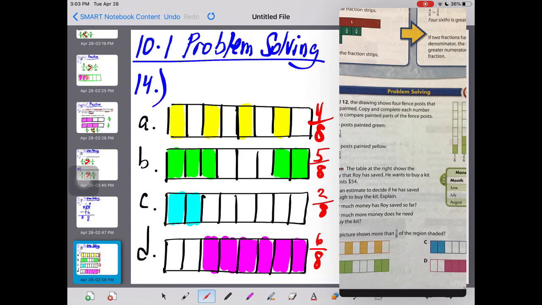Ding, ding, ding, winner, winner, chicken dinner. We've got it right here. D is the correct answer.